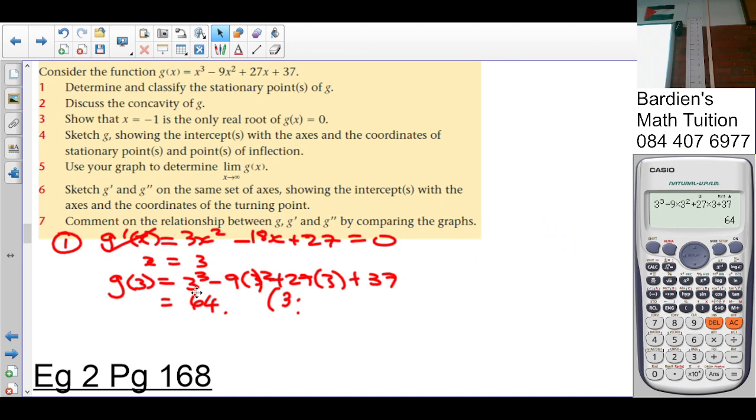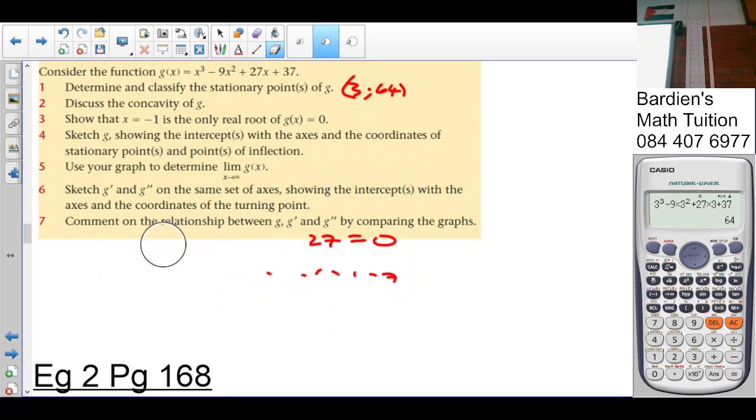Okay. Then it says discuss the concavity. The concavity which is concave up and concave down. Concavity is dependent on, this is 64 here, I'm going to take this off here. So it's 3 and 64. The concavity is dependent on your point of inflection. Not so. I could have done the concavity calculation here as well.